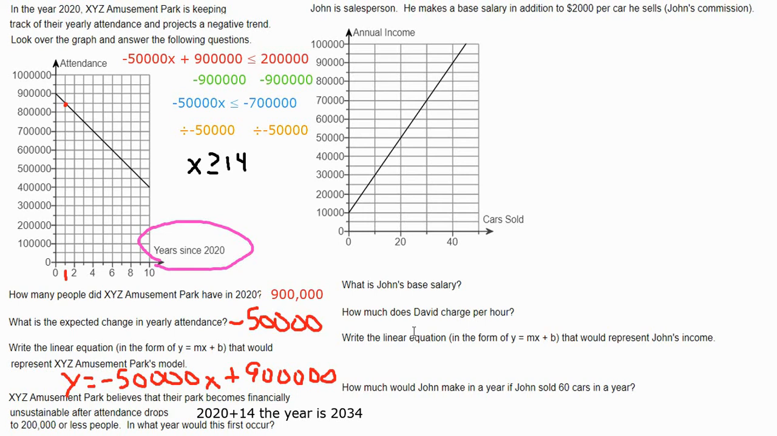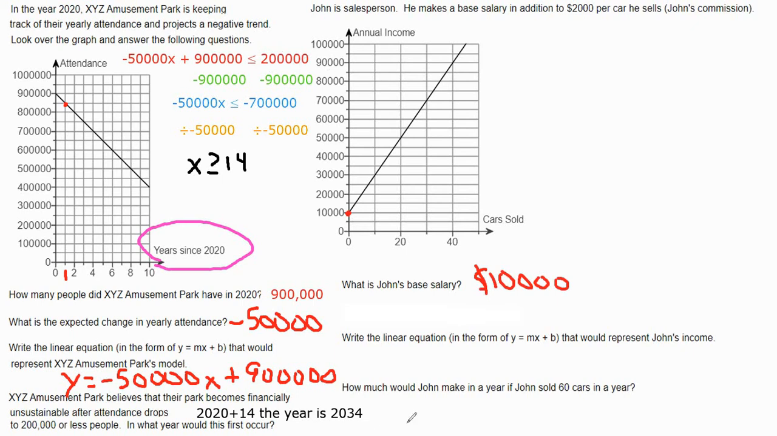For the other graph, John is a salesperson. He makes a base salary in addition to $2,000 per car that he sells. That's his commission. We see the graph below. What is John's base salary? Well, the base salary, again, is the value of y when x is 0. So when he sells 0 cars, from the graph it looks like he makes $10,000.